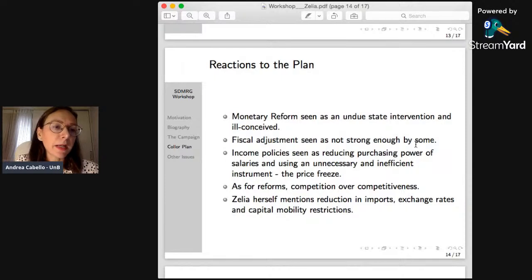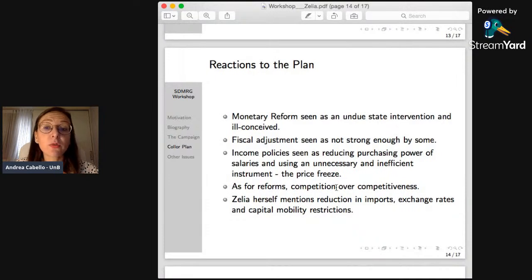The income policies, by which I mean, for example, exchange rates, salaries, price freezes, were seen as reducing the purchasing power of salaries and using an unnecessary and inefficient instrument, especially the price freeze. The criticism about reducing purchasing power of salaries usually comes from the left. The price freeze was just seen as something that went by without most people realizing that it even happened.